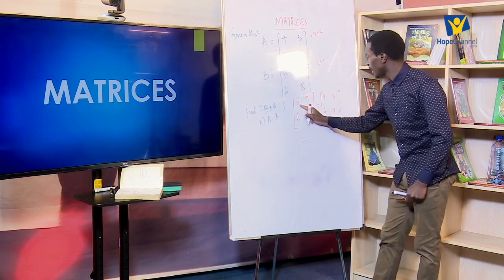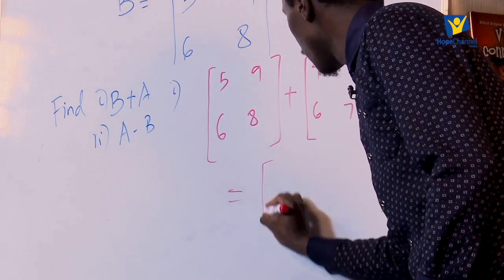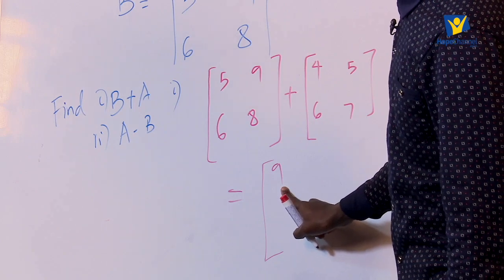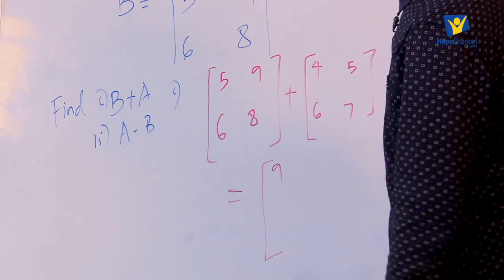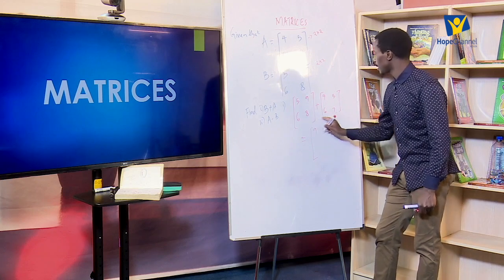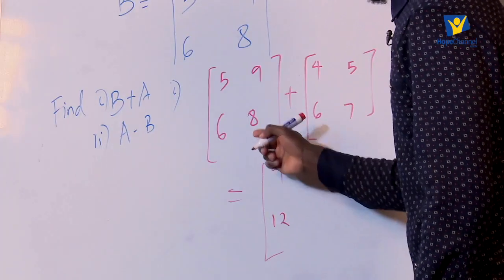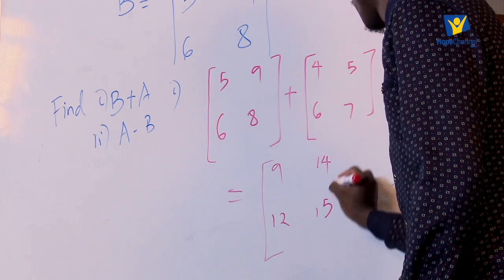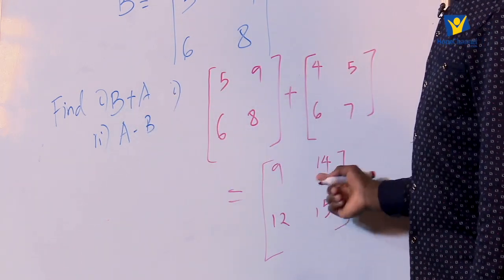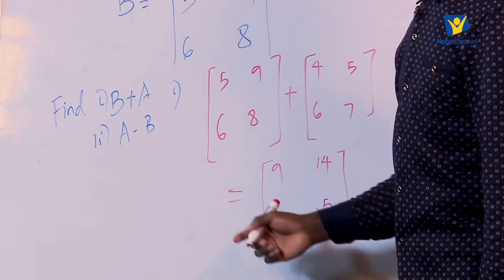So we have 5 plus 4, which gives us 9 as the answer for the B plus A. Then 9 plus 5 gives us 14. 6 plus 6 gives us 12. 8 plus 7 gives us 15. So the solution for B plus A is 9, 14, 12, 15.